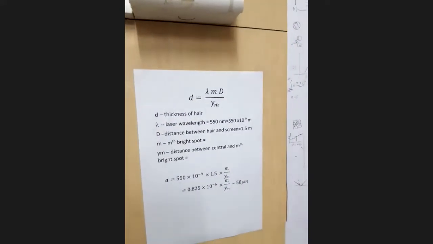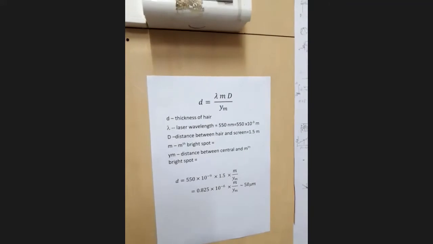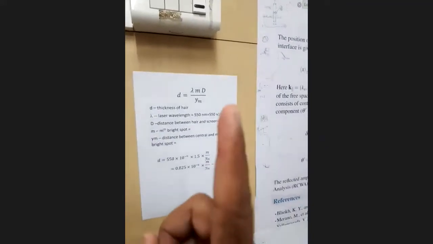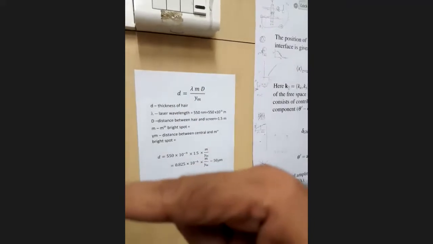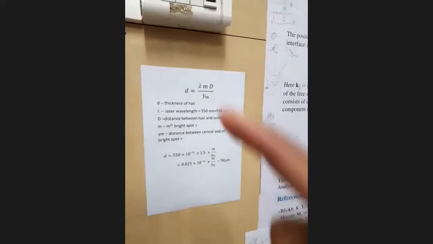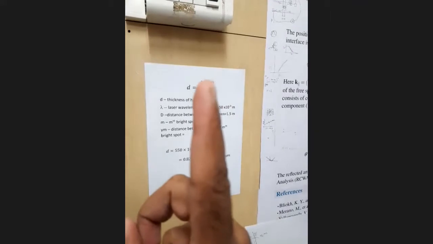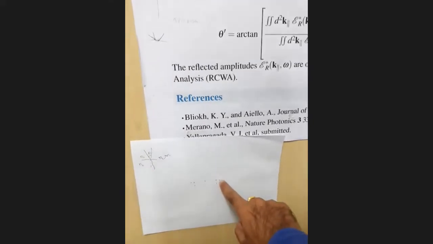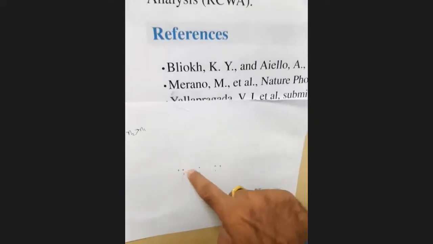The one which we typically measure is of the order of 50 micron or so. If I put my hair this way, my diffraction orders will come this way. But if I put my hair the other way, the diffraction orders will be along this direction. You see here these spots. Each one corresponds to a different order, right? So we can measure the separation between them.